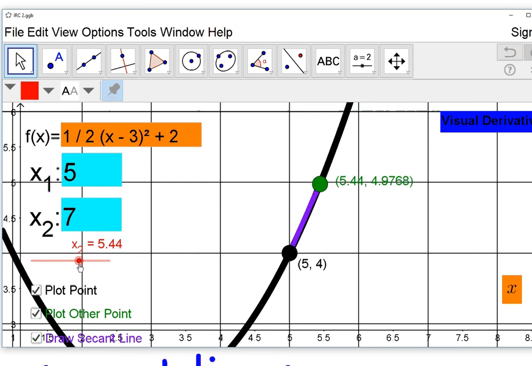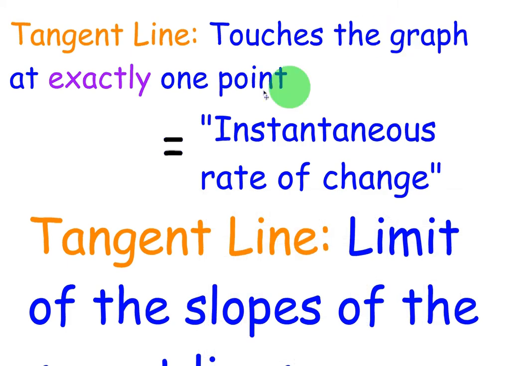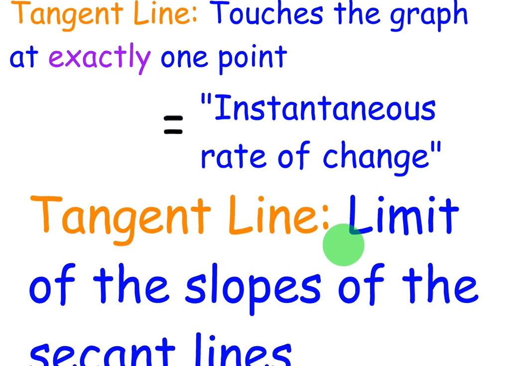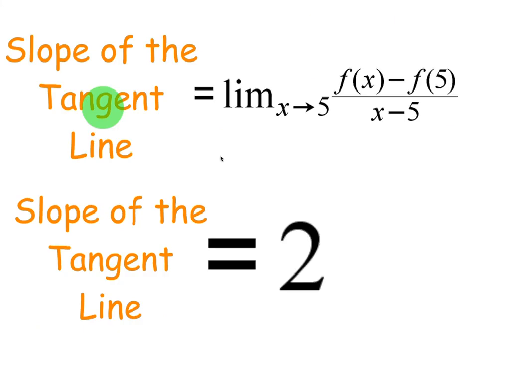But the point is, the secant line eventually becomes right on top of that point to become the tangent line. So my definition of a tangent line is it touches the graph at exactly 1 point and it represents the instantaneous rate of change at that point. The tangent line is the limit of the slopes of the secant lines. Again, as the second x value becomes closer and closer and eventually becomes on top of the first point.